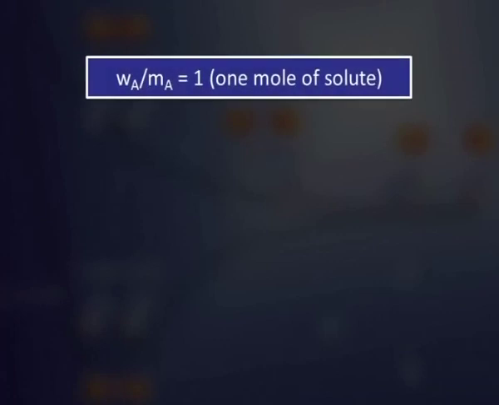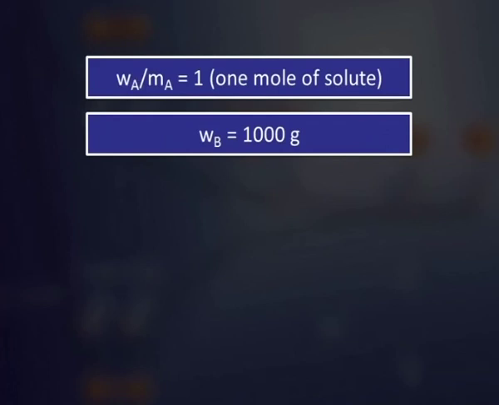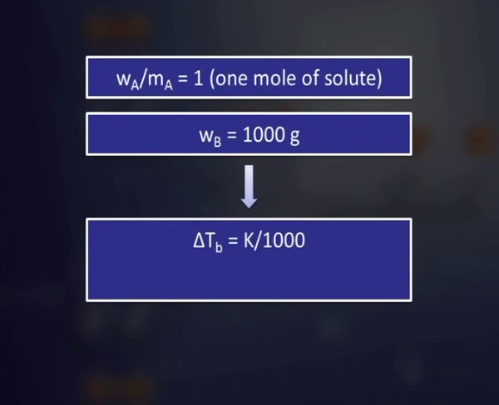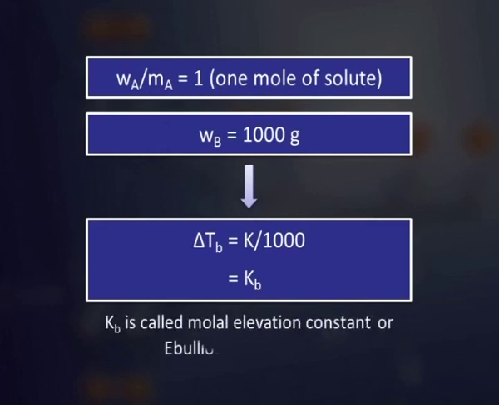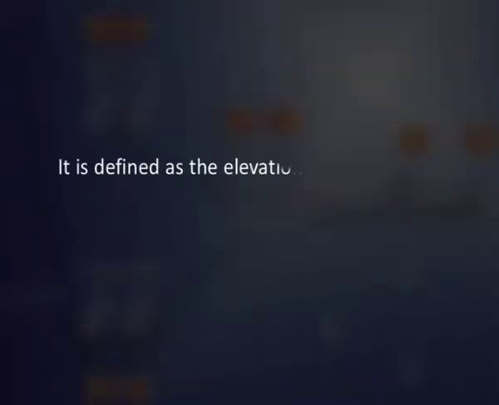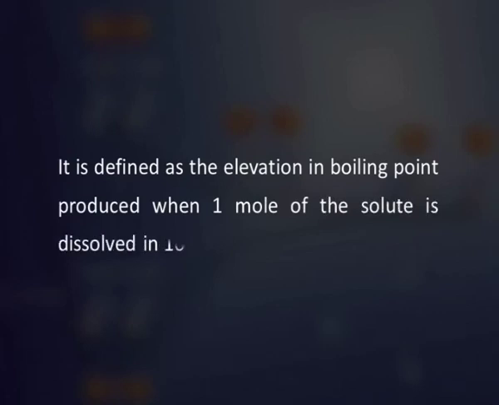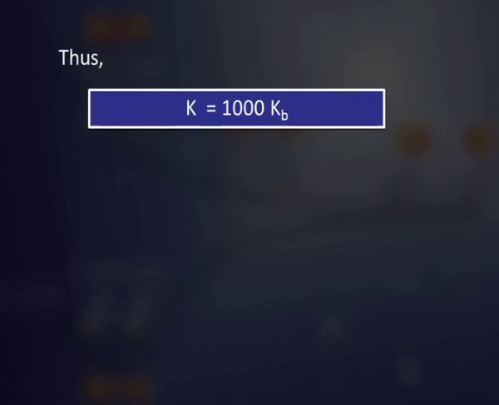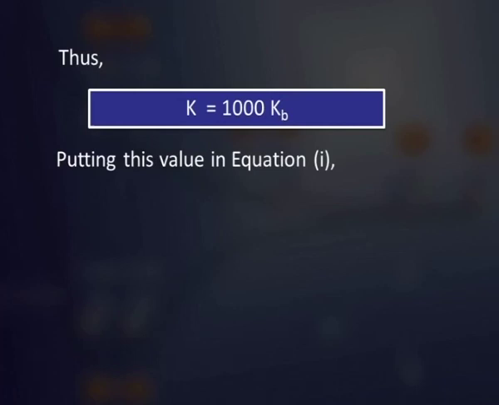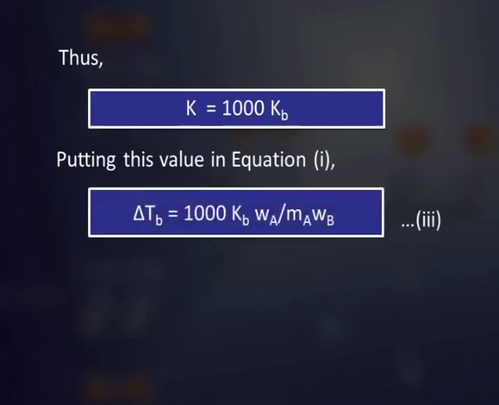If we are dissolving 1 mole of the solute in 1000 grams of the solvent, then Wa upon Ma will be equal to 1 and Wb will be equal to 1000. Then delta Tb will be equal to K upon 1000. As K upon 1000 is again a constant, it can be replaced by another constant, Kb. This Kb is called the molal elevation constant or ebullioscopic constant. The ebullioscopic constant, or molal elevation constant, is defined as the elevation in boiling point produced when 1 mole of the solute is dissolved in 1000 grams of the solvent. Hence, we get K is equal to 1000 Kb. Putting this value of K in equation 1, we get delta Tb is equal to 1000 Kb Wa upon MaWb. This is equation number 3.